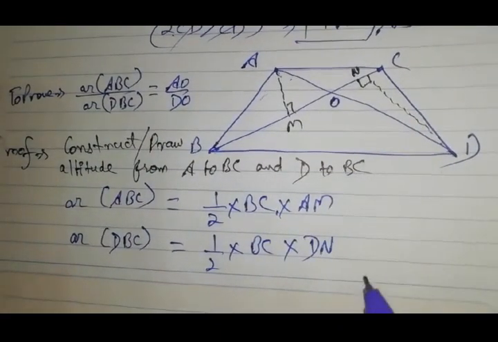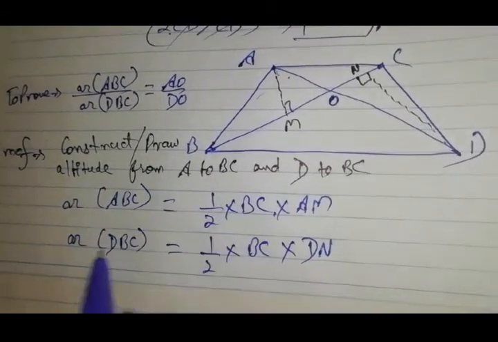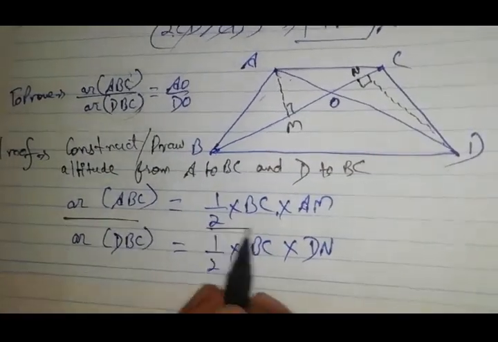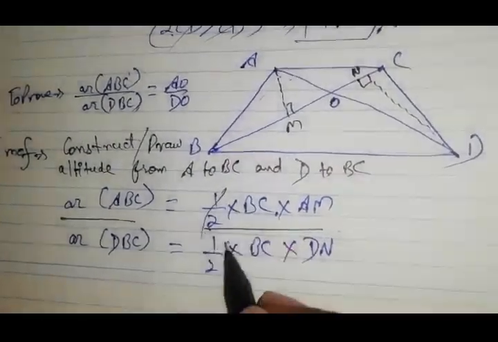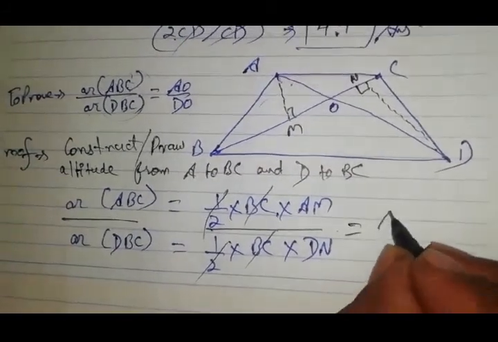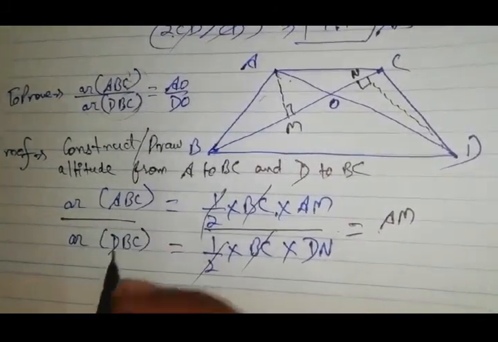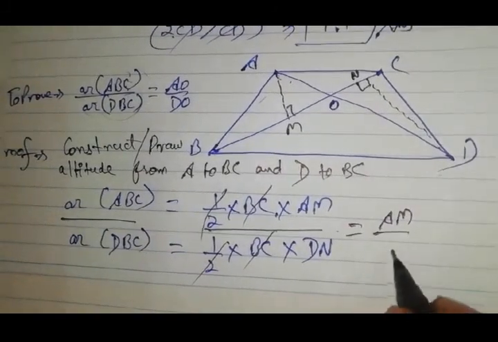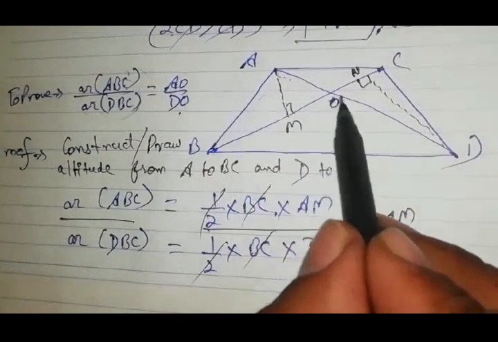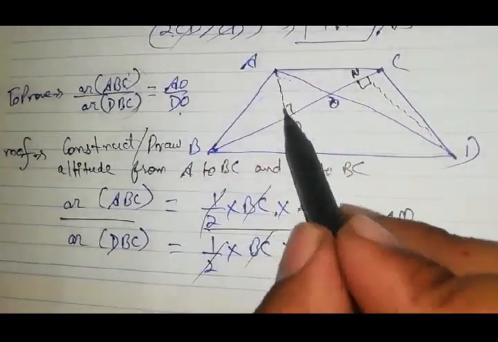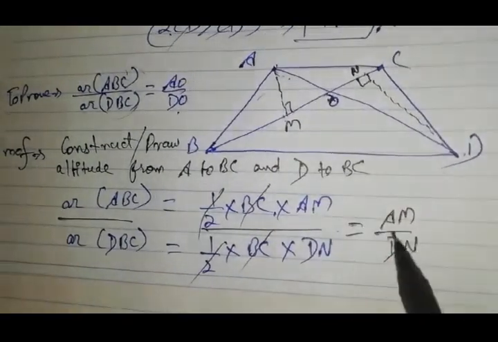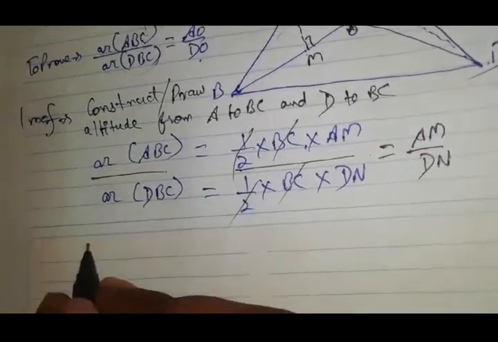Now if we have to find the ratio of their areas, we have to divide them. If we divide them, 1/2 and 1/2 will cancel out, and BC also. So the conclusion from here is that area of triangle ABC upon area of triangle DBC is nothing but AM upon DN. But we have to prove AO upon DO. So if we prove AM upon DN is equal to AO upon DO, we can replace them. For that we need to take two triangles.